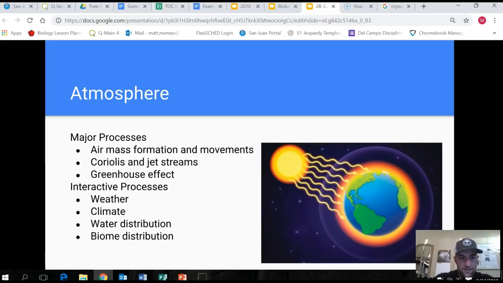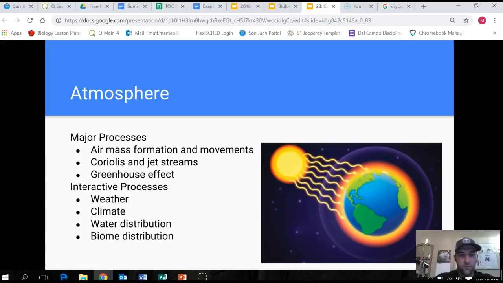Some interactive processes: weather, when it rains, when it snows, wind, all those different things are going to play a part in shaping the geosphere and also the hydrosphere of Earth as well as the biosphere. We could talk about climate being a big part of an interactive process. So the climate on Earth is going to impact the biosphere. It's going to impact the hydrosphere.